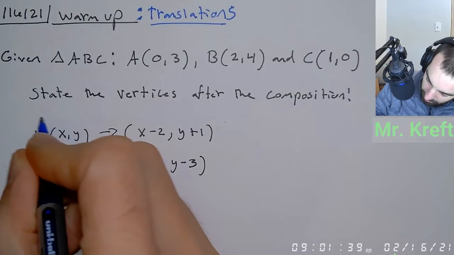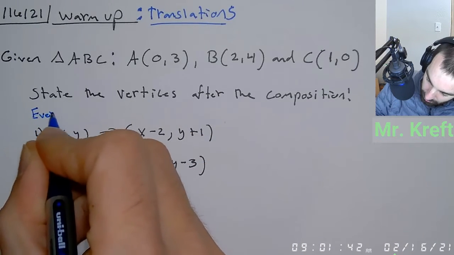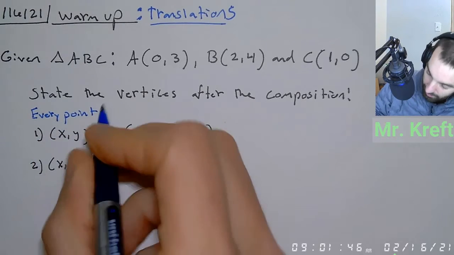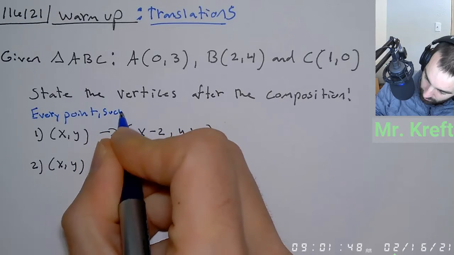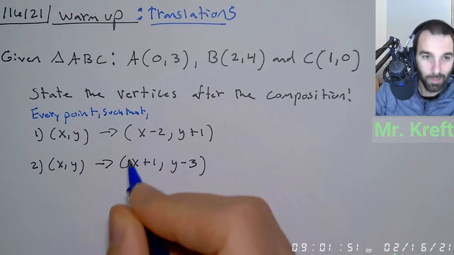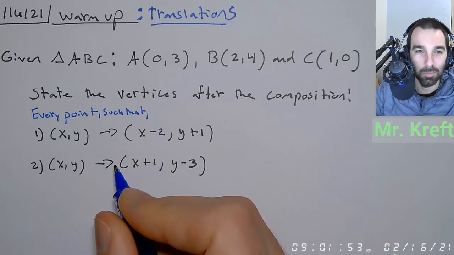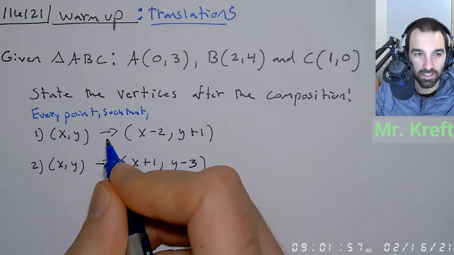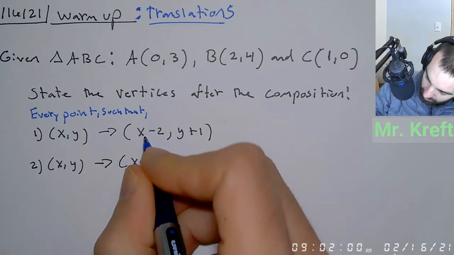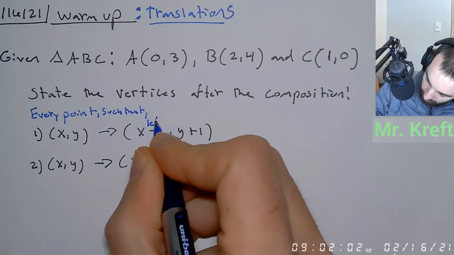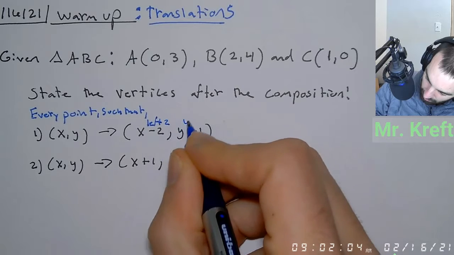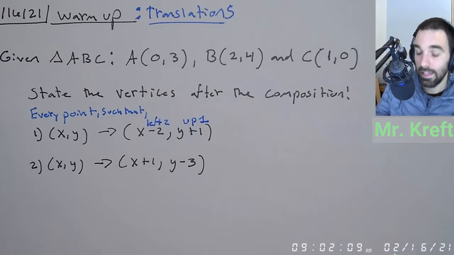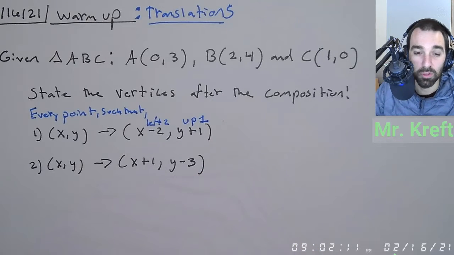So remember, in English, this is saying every point xy such that, and I'm putting commas, my English teacher would probably be very upset with me right there. So every point, that's this first part, such that, that's this part. And then if we take a look at this, this is going to be left 2, and it's going to be up 1. Okay. Now, again, I'm going to go in order because order is really important.